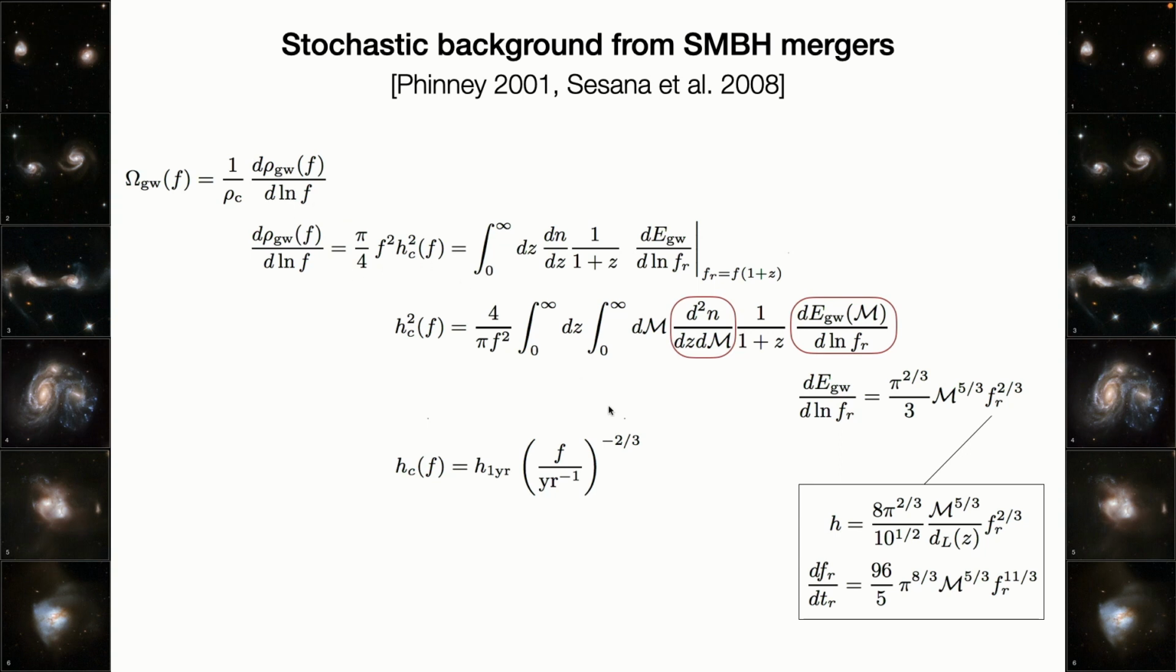There's a theorem that I will try to get through due to Finney that shows that when you have a population like this over a range of redshifts, all that matters really is the frequency domain dependence of energy loss, okay? And that alone sets the overall power law for the entire population. Basically, each black hole is doing its own inspiral, going up in frequency and so on.